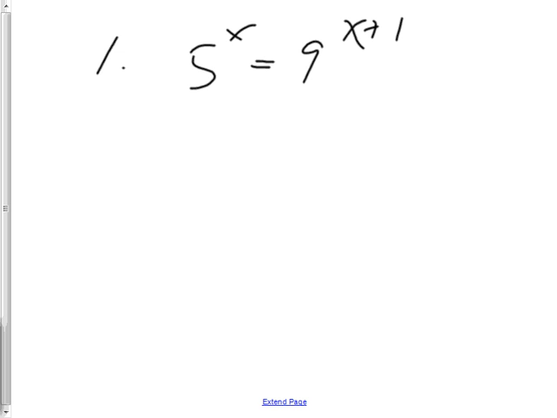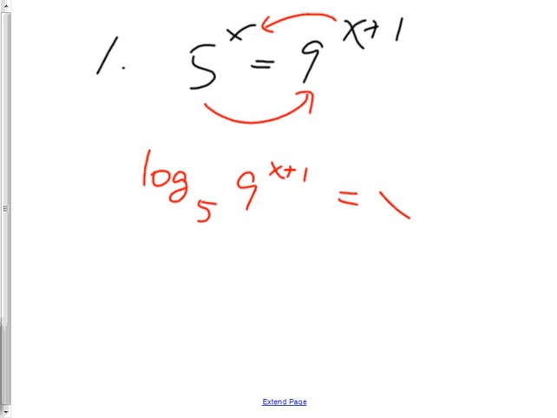So log base, well, what would the base be? Well, the first base I come to is 5, so I'll go log base 5. Then you have to jump to the other side, 9 to the x plus 1. And then you jump back, equals x. That's a rewrite.